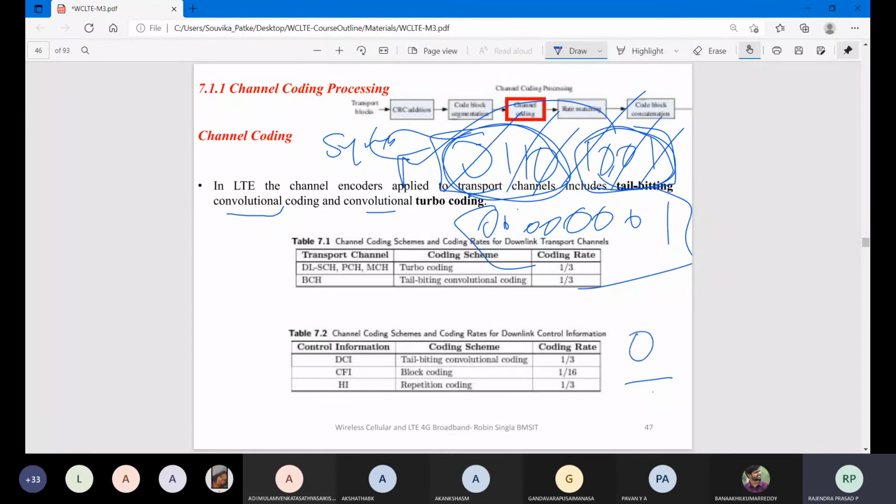So 0 is entered, so 1 bit I will store into a memory. Then 1 will enter, then 1 will enter, then 0 will enter. So 4 blocks are there, so this I will decode as information.